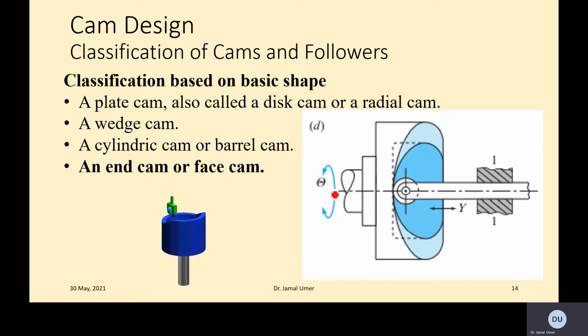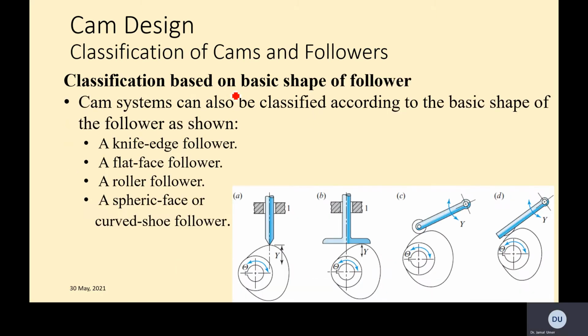So this is one of the end shapes, the end cam or face cam. Sorry about the high speed animation. The purpose here is that the follower reciprocation is done on the face of the cam. That's why we have up and down movement, or reciprocating movement. All right, then we have the basic shape of the follower.